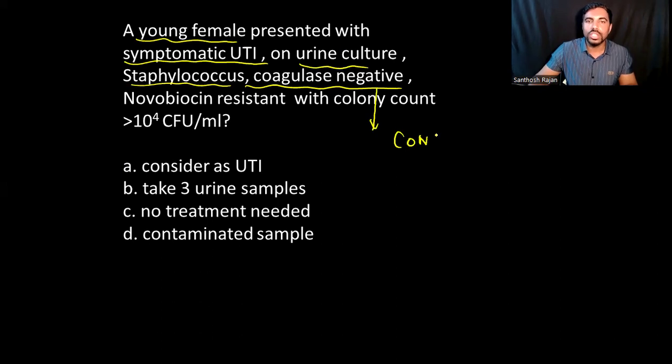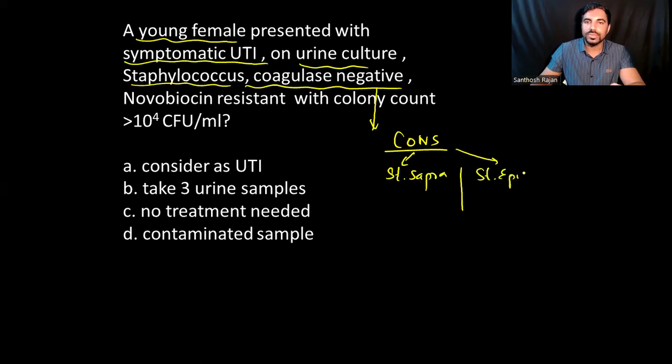So if it is CoNS, there are only two things. If it's coagulase positive, it's Staphylococcus aureus. If it is coagulase negative, it's called CoNS, coagulase negative Staphylococcus. Two things: one is your Staphylococcus saprophyticus, and the other one is your Staphylococcus epidermidis. There are a lot of clues. There is only one thing to distinguish these two, that is your novobiocin.